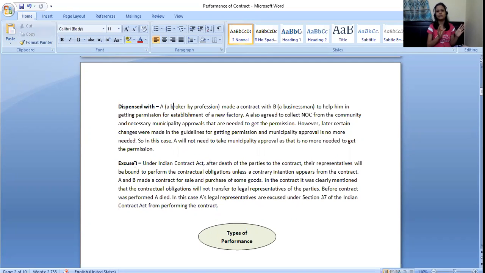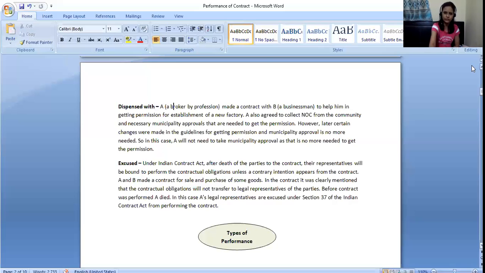In the contract, they have clearly mentioned that in case any of us die, our legal representatives will not be under an obligation to perform this particular contract. It's only you and me who are under a legal obligation to perform it. So what will happen in that case? If either of the parties die, their legal representatives will be excused under law. They are not bound to perform that particular part, right? So under the Indian Contract Act, we can say that the parties are excused from performing this particular contract. Why? Because there is a provision under Indian Contract Act section 37 that if the contract specifically mentions that legal representatives will not be bound, then they would not be bound to continue with any pending contractual obligation. So these are the two things, okay?